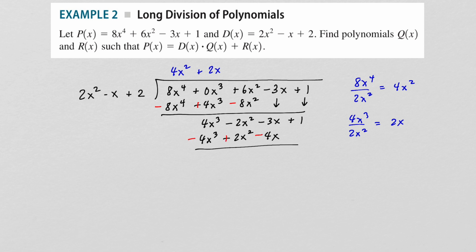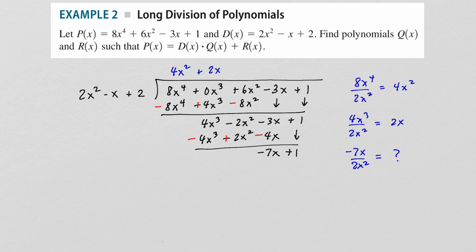Now in this case, something interesting happens. These cancel out and these also cancel out. So that's kind of a bonus. Negative 3x and negative 4x is negative 7x and then plus 1. Now let's repeat the process. We're going to take negative 7x and divide it by 2x squared. No, we're not going to do this, right? Because again, we're done as soon as the power here is less than the power of the divisor. So in this case, we're finished.